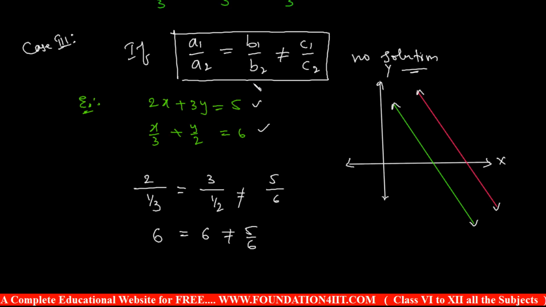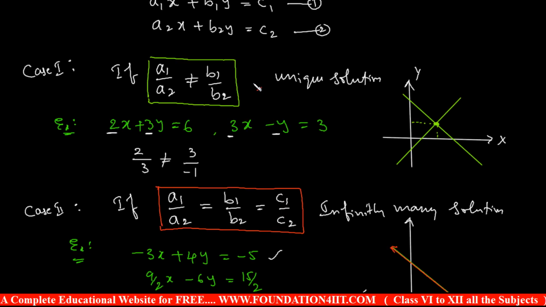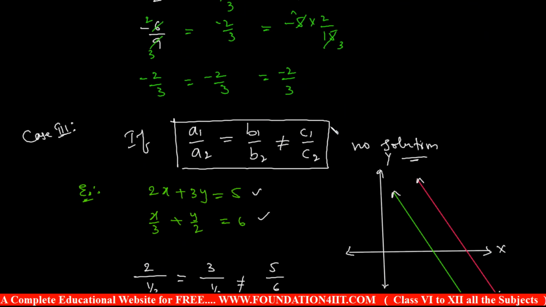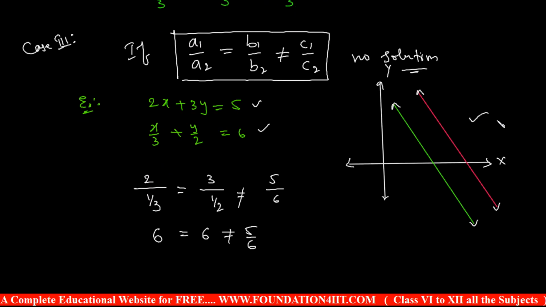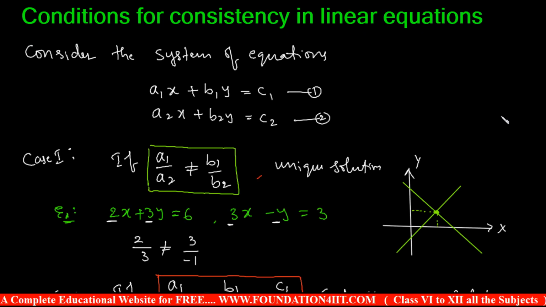So we have three cases. First, a1/a2 is not equal to b1/b2: unique solution. If a1/a2 = b1/b2 = c1/c2, all the same throughout: infinitely many solutions. If the first two are equal and c1/c2 is not equal to them: no solution, the lines are parallel. These are the three important conditions for consistency in linear equations. So without doing it graphically, just by seeing the question, we can say which type of solution you get. These are the details regarding linear equations.